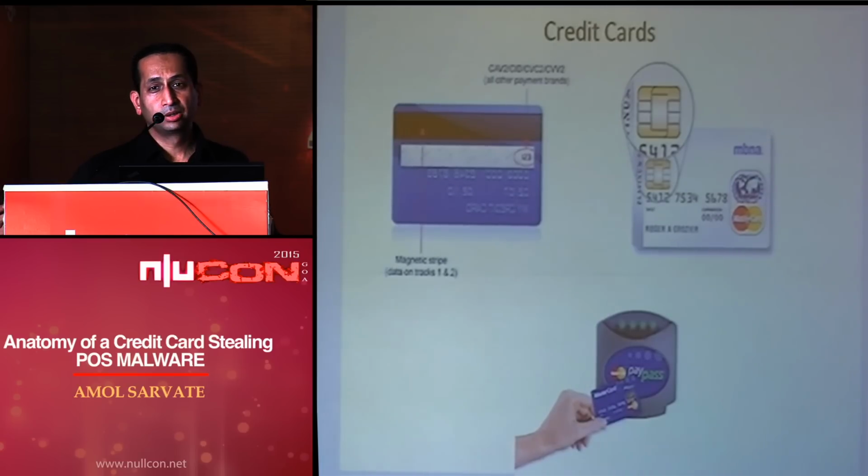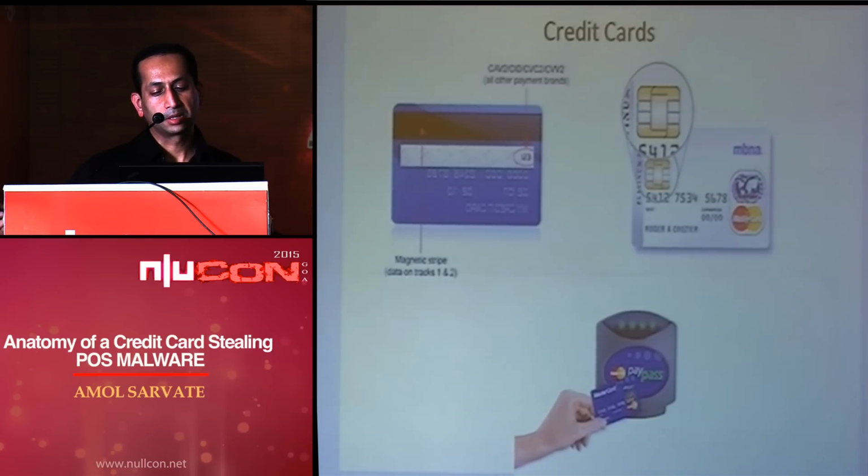So this is a typical credit card that everyone has. A lot of people in the US have the one on the left, which is called the magnetic stripe card. And this is the type of card where most of the breaches are happening. The second one, on the right, has a chip. It's a chip and PIN credit card.